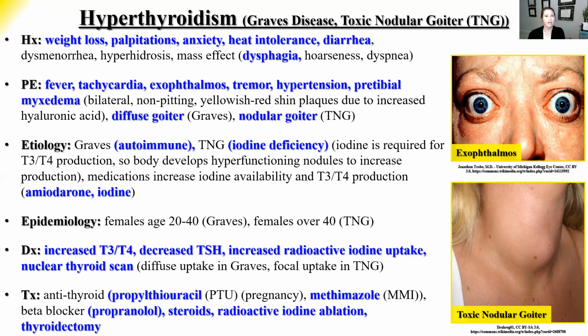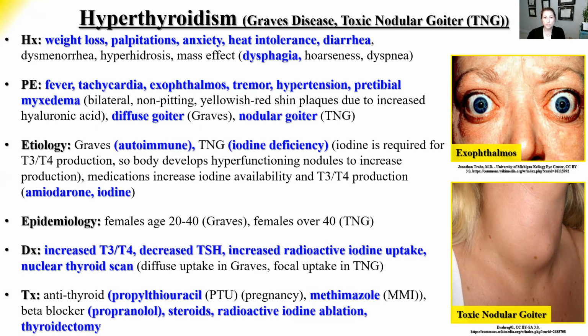So PTU, and PTU can be safer in pregnancy, but there are some caveats there for which trimester it's safer in. But if you're at the boards and you're trying to pick which one is safer in pregnancy, I remember PTU for pregnancy. And then MMI is also a medication that we can use to turn that thyroid down. To treat some of the symptoms, those anxiety, palpitations, tachycardia, we can use a beta blocker, so propranolol.